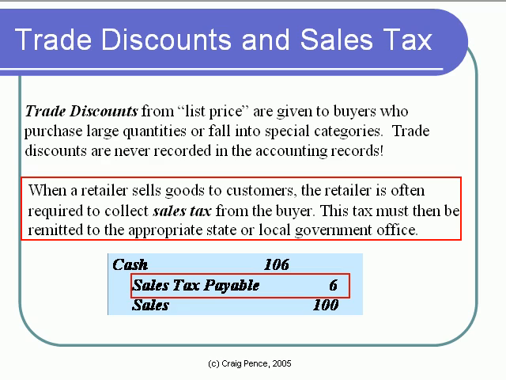So our entry to record a sale would be to debit cash for the full $106 received from the customer, then credit sales for the $100 of sales revenue that has been earned, and then credit sales tax payable for the $6 that has to be remitted to the state.